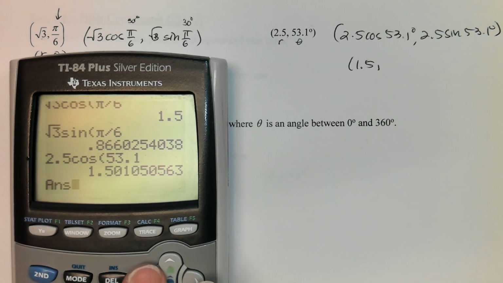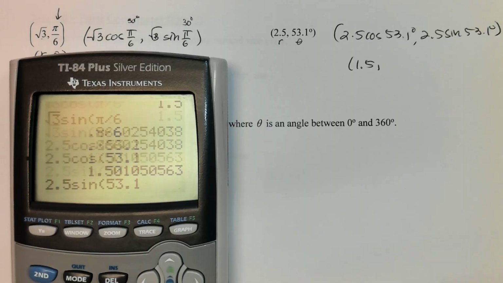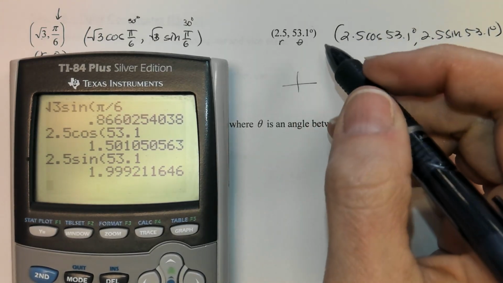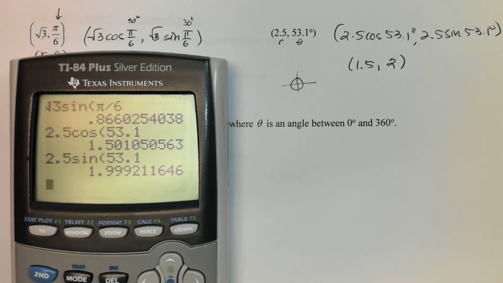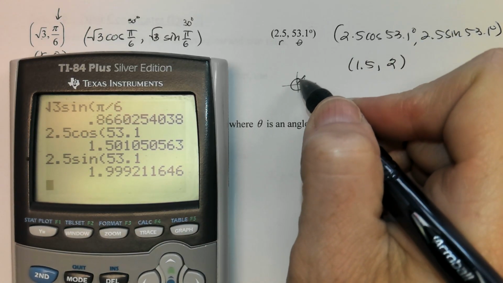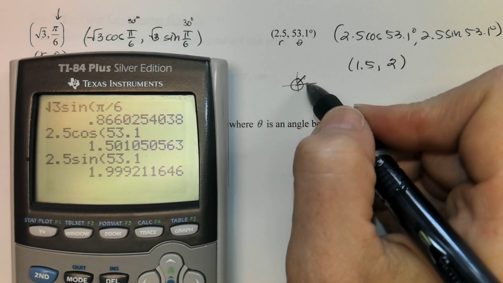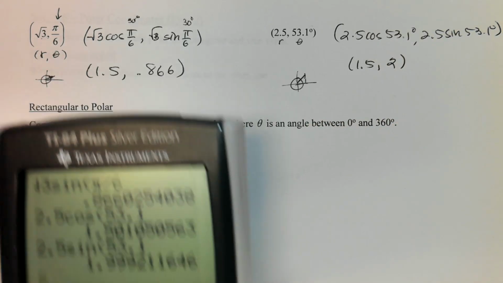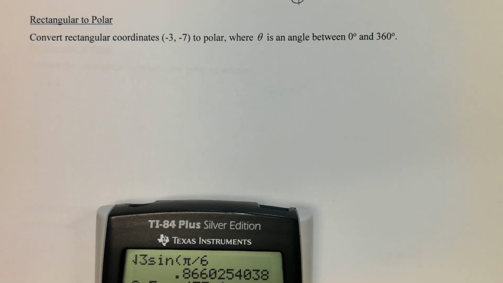And then same thing, just with the sine value. Looks like I'm at about 2. So I got 2.5 rings out, about there, and then I'm at 53 degrees, which is about there. Does it make sense that I went over 1.5 and then up 2? Sure does. Totally matches where we're at. Last one, we need to talk about converting the other way.